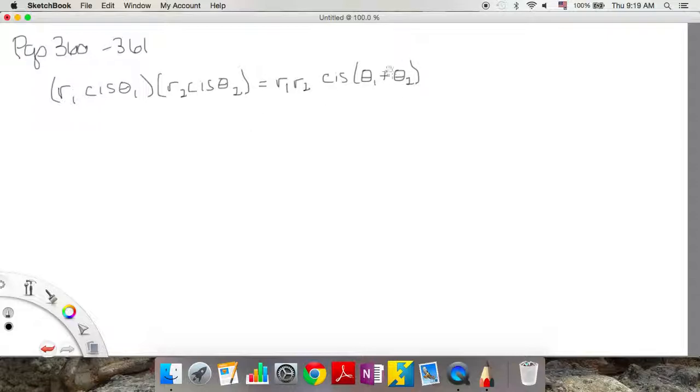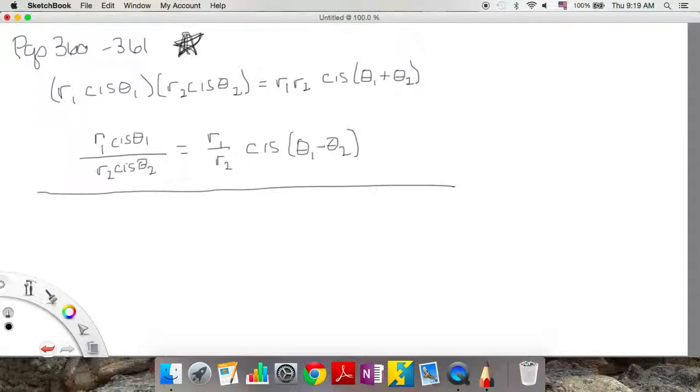This is because of all our formulas we learned, our sum and difference formulas from sine and cosine, things like that. So make sure that you look at that proof where they show you how to derive that formula. And then for division, it's a very similar thing. If you have two complex numbers and you're dividing them, then you divide the r's and subtract the arguments, the thetas. So for these formulas, make sure you've read these pages and understand how they got them.